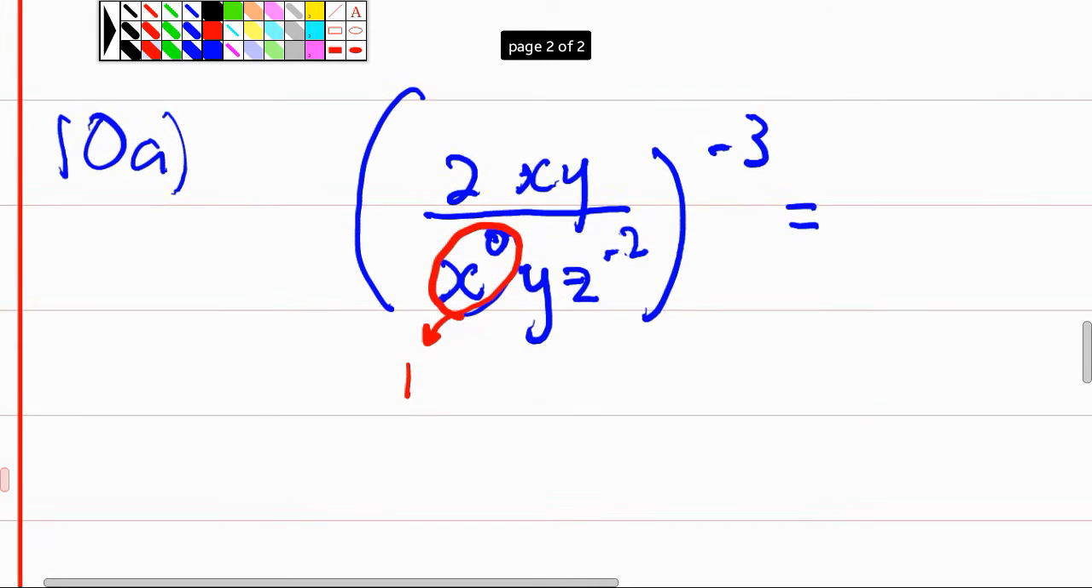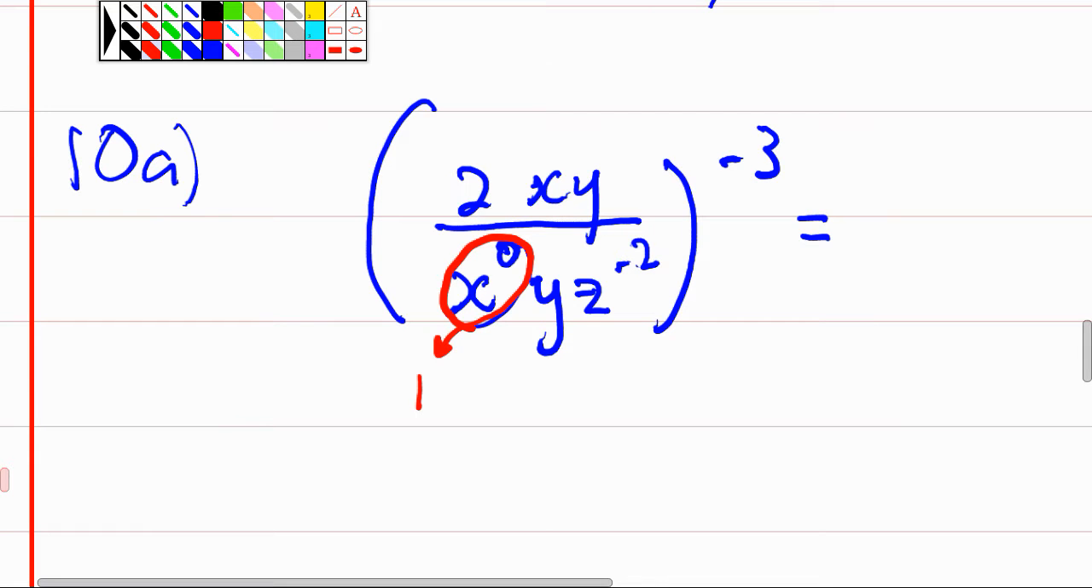Can we simplify the inside? X can cancel? No, cannot. Y can cancel? No. Yes. Z can totally cancel, right? So I cancel, cancel. So I'm left with Z. Look at the Z. This is negative 2. Can I bring it up? Bring up, it becomes positive.